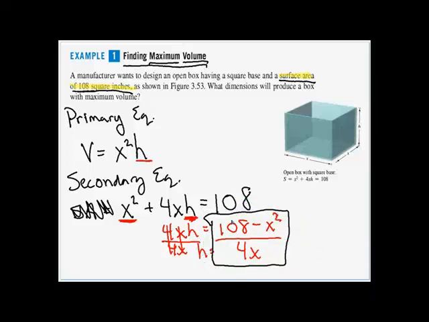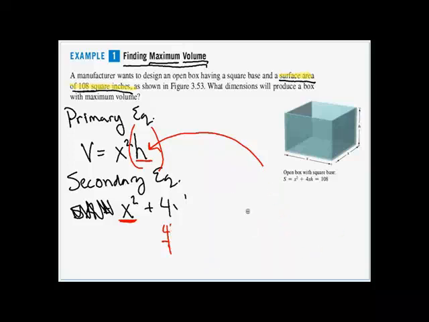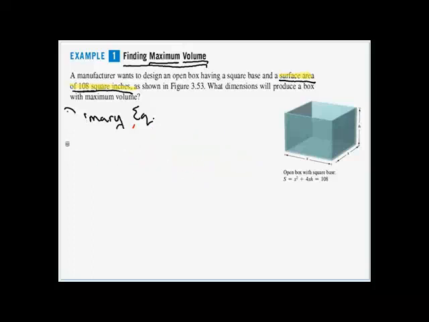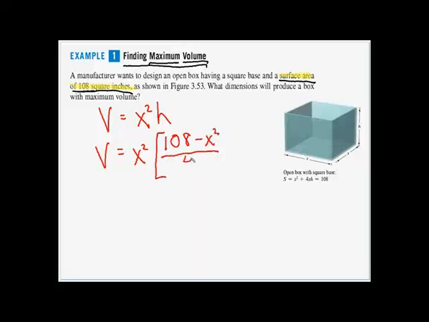So here is h. h is equal to this in the box. We're going to plug that in right here. So we're going to have volume equals x squared times, in a set of parentheses, this quantity. So our primary equation again was v equals x squared h, and we're going to plug in that new value for h. We had x squared, and we solved h was 108 minus x squared over 4x.